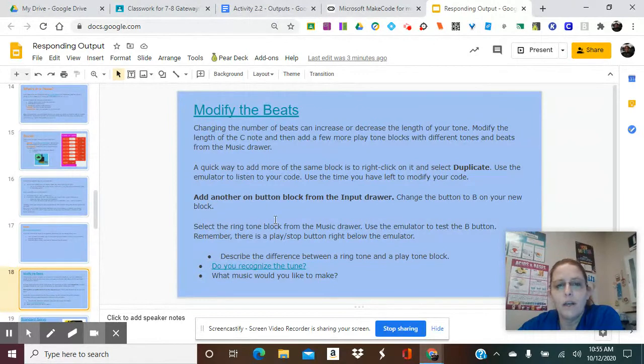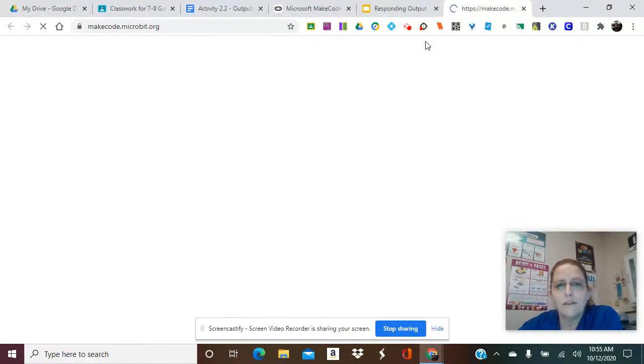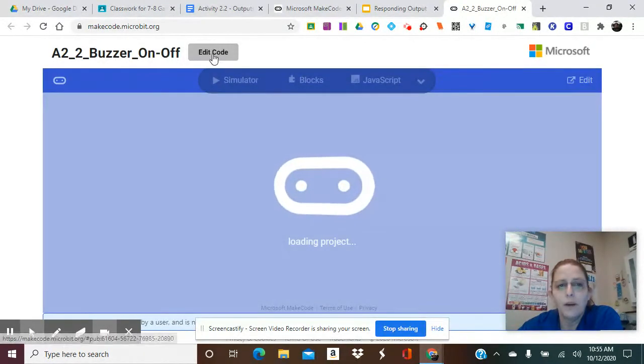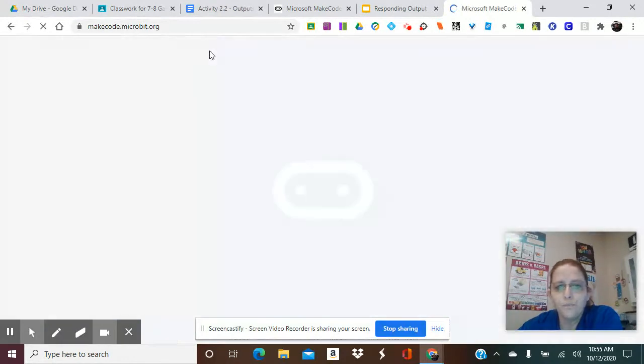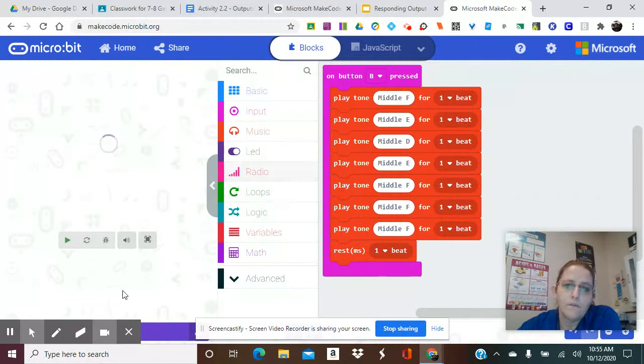And then the next part is modifying your beats. So you're going to change the number of beats, increase, decrease your tones, just kind of play around with it. And then add some more blocks to your play tone, have a little fun. Describe the tune that you're messing with. Here's a tune here. So if you click on that, it's going to ask you, do you recognize the tune that it's playing? Let's see if it's going to play.